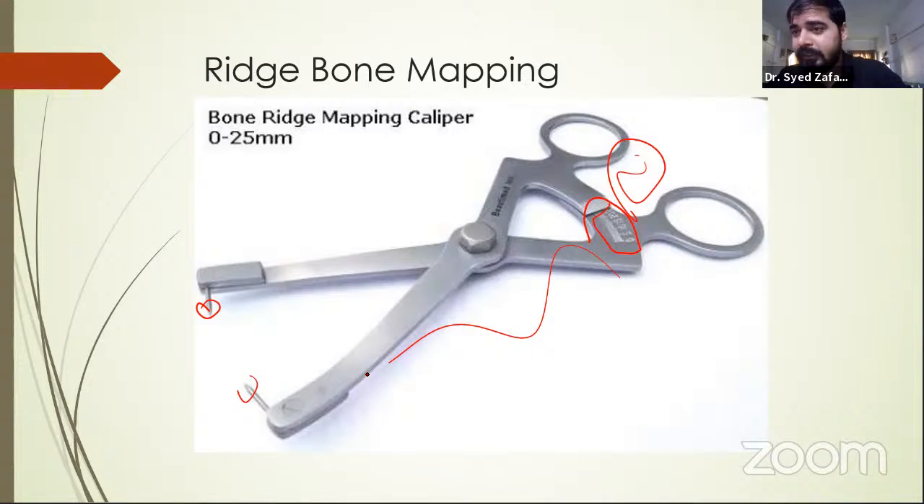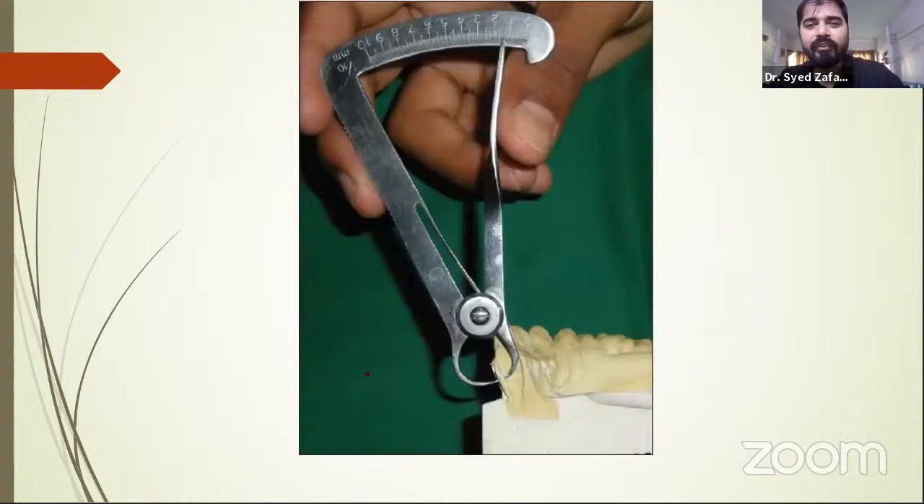If you don't have CBCT, or your patient is not willing to do the CBCT, this is the ideal thing. You can go for it like this, which I was talking about. You can see almost how much the thickness is.